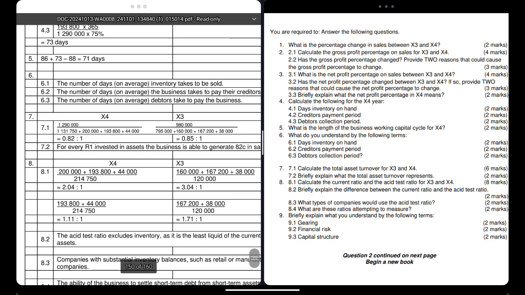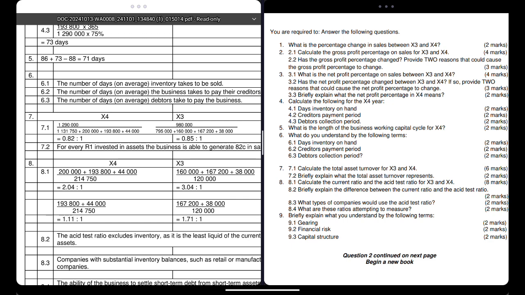7.1, calculate the total asset turnover. Turnover is sales. So what you must think of is sales over your total assets. Turnover, there is no times 100. All turnovers, there is no times 100. Right? So to do that, it's very simple.